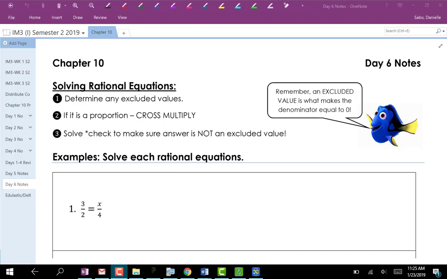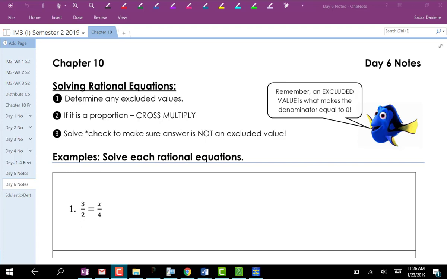Okay, so when we solve rational equations, you want to determine any excluded values. It's the first thing that you want to do. We're bringing that back from day 1 of this chapter, where you look at the bottom and say, what makes the bottom equal to 0? In the number 1 situation, there are no x's on the bottom, so there'd be nothing.